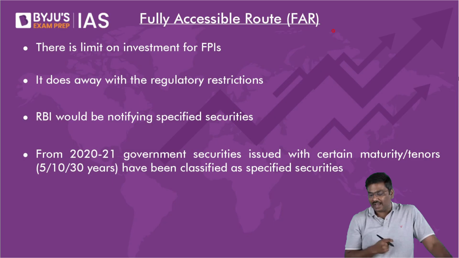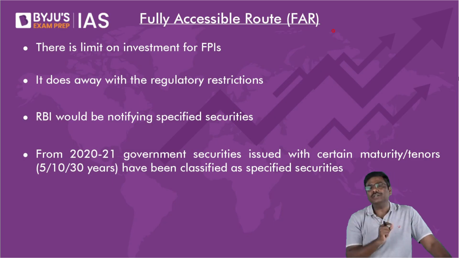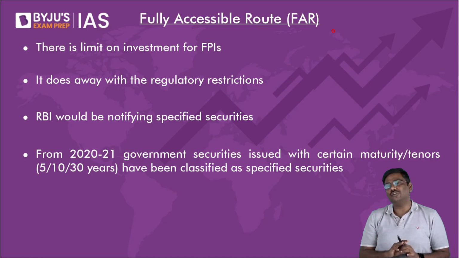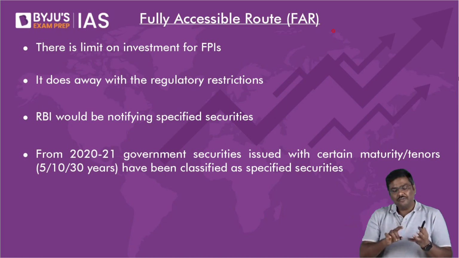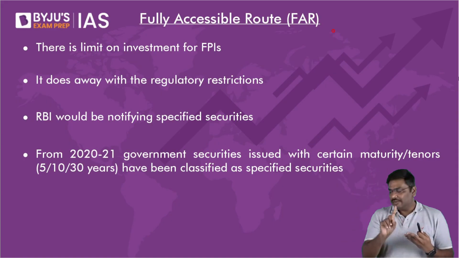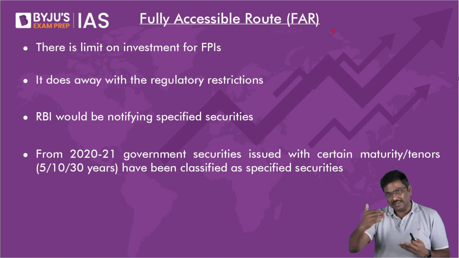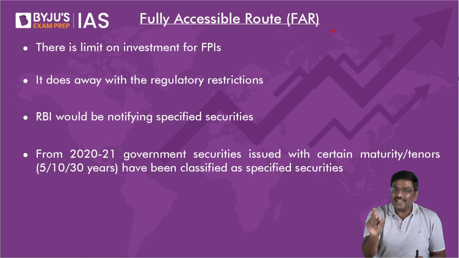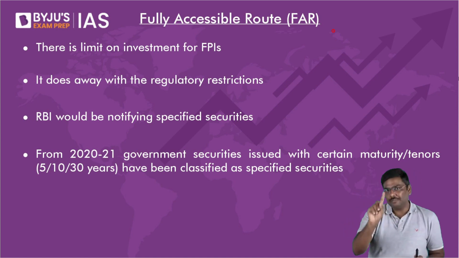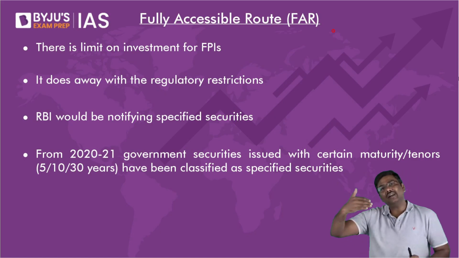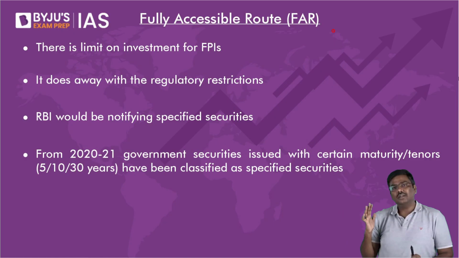Next one is FAR, the fully accessible route. Apply the same logic, but please understand this carefully now. Under VRR, we attract investment in the corporate bond market as well as the government bond market. Whereas in the case of FAR, the fully accessible route, it is only in certain government bonds. I repeat, only in certain government bonds, I want to attract long-term investors.